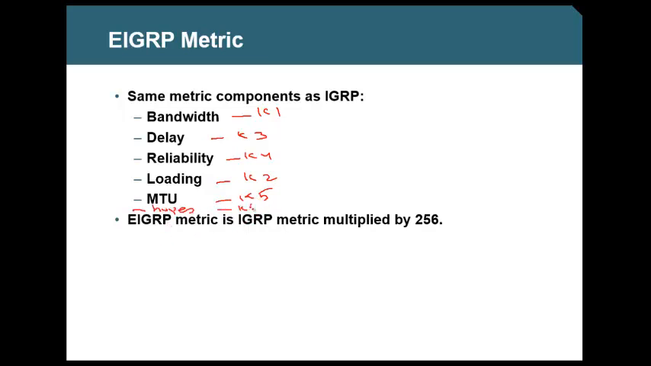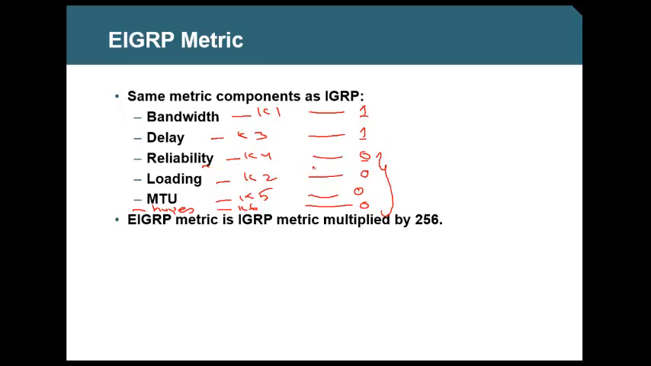So these K values must match. For example, by default only K1 and K3 are 1. All the rest are 0, meaning they are not considered. Anything multiplied by 0 is 0. Reliability multiplied by 0 is 0, which means that EIGRP does not want to consider it.